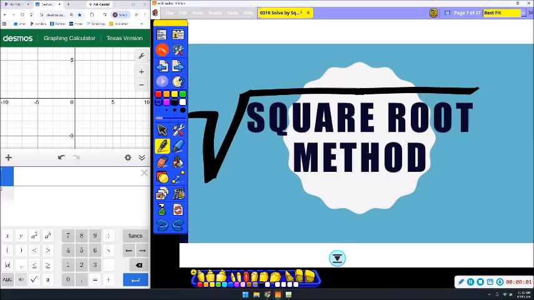We're starting the square root method. Okay, I love the square root method. But the first thing, before we get started on the square root method, you have to understand what a square root does. Yes? Okay, do y'all know what the opposite of square root is?